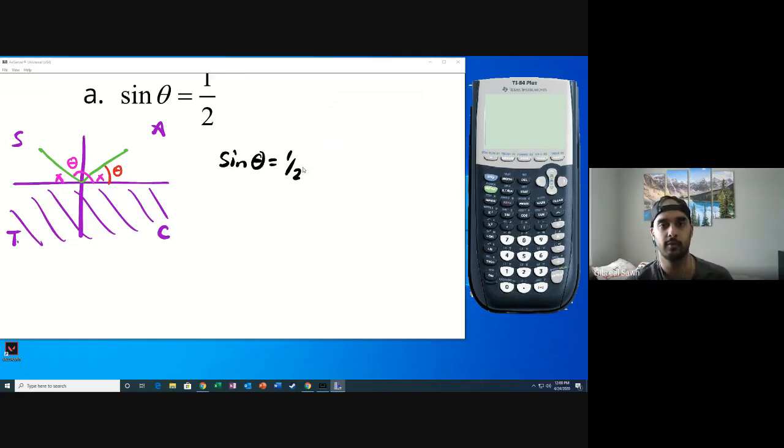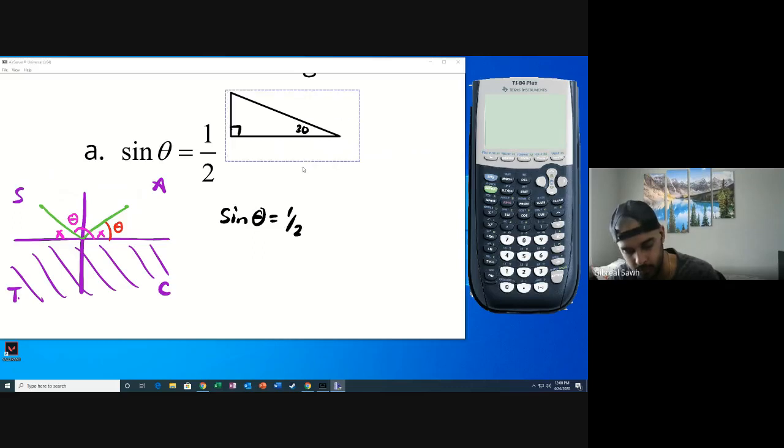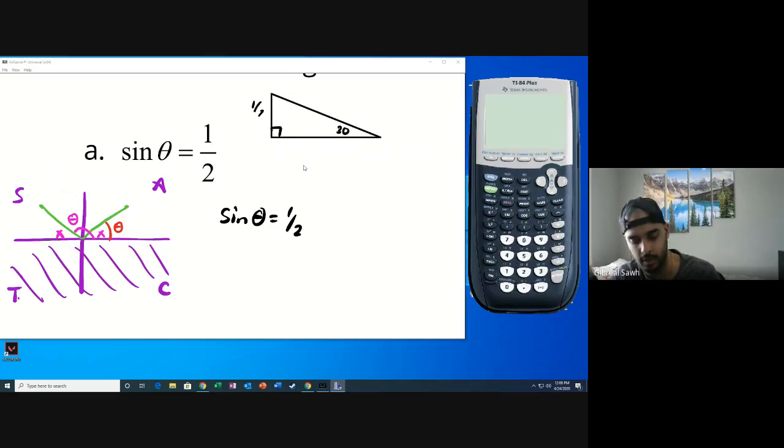Now, we also know from our special triangles, and if you've forgotten, let's just build one. That's not a triangle. That's definitely not a triangle. What is going on? Okay, that was a lot of work. Let's do 30, I'm going to move it over, sorry. 30, 1/2, 60. This is √3/2.